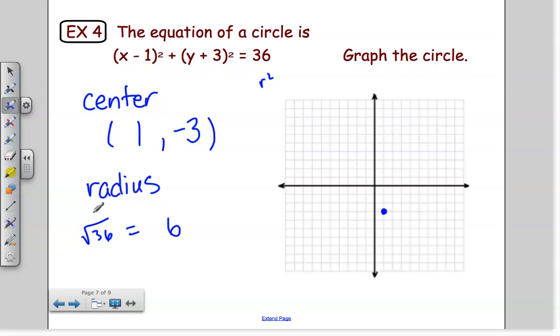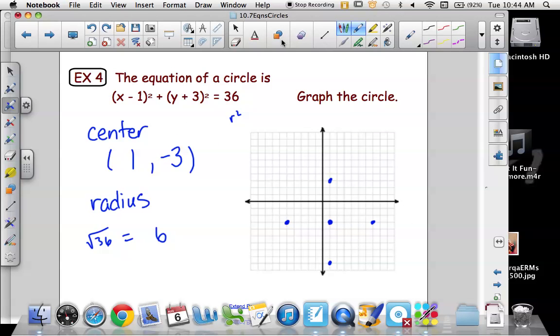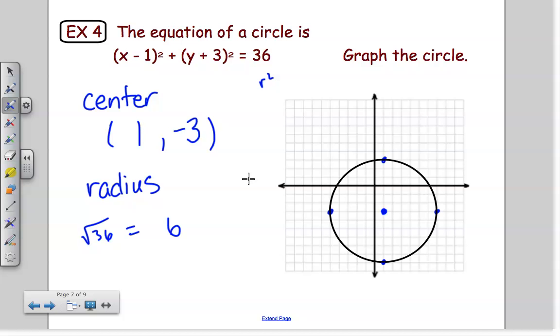There's my center. If the radius is 6, I'm going to go up 6, put a point, down 6, go right 6, and left 6. And now you draw a circle through those. I'm going to cheat a little bit here. Grab my circle tool. And when you do these on your homework, just do your best to make that circle go through those points that you just created. Okay?